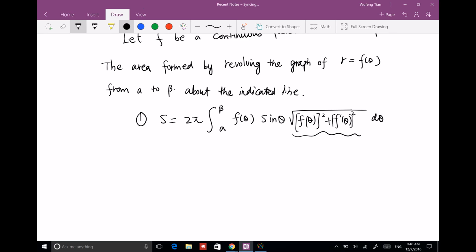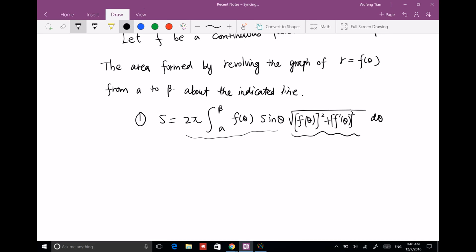You can tell this part is just the curve, the arc length, right? This part is 2 pi r times h. Why is it like that? Let's look at this. This is actually revolved with respect to the polar axis. If you want to revolve this curve with respect to the polar axis, this way, you're going to revolve it like this, right? So it's going to be like this.